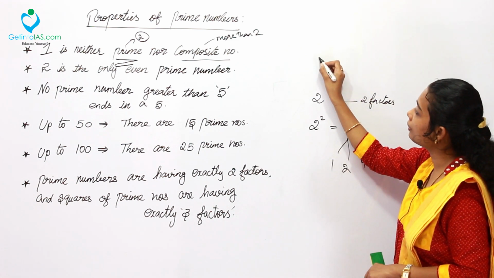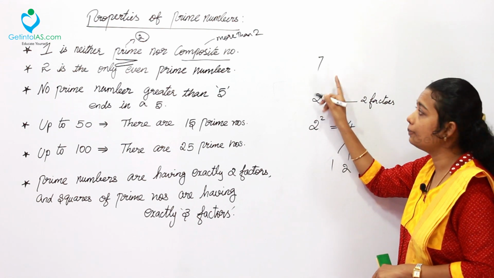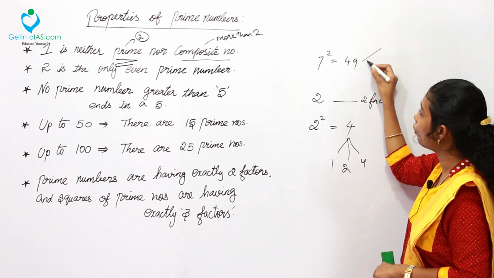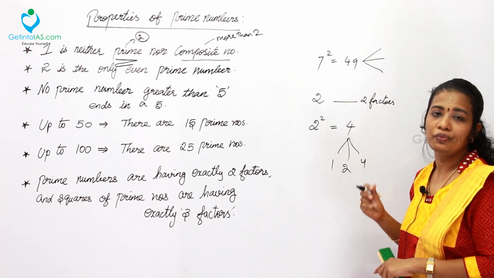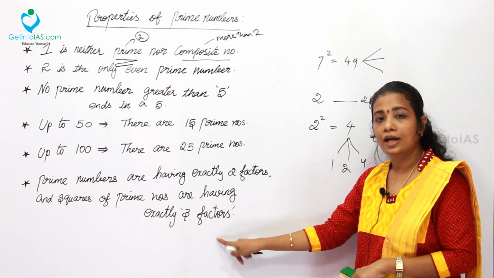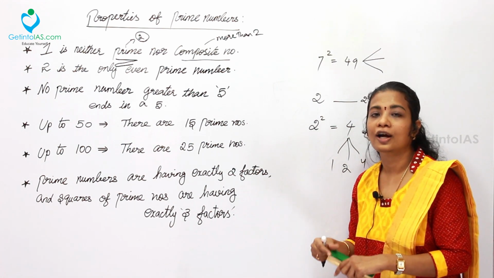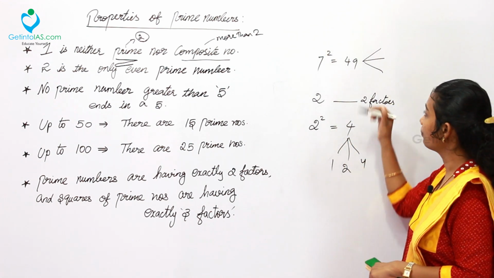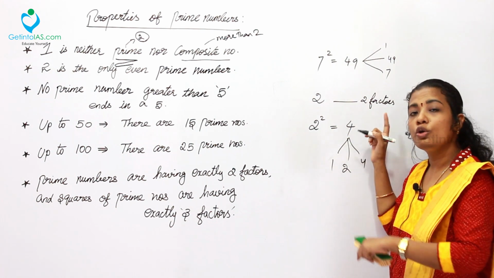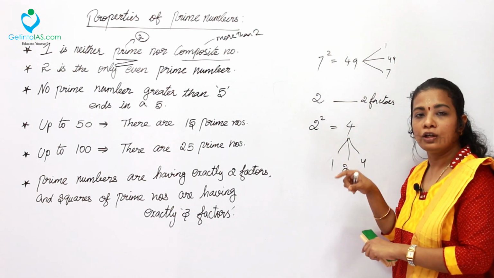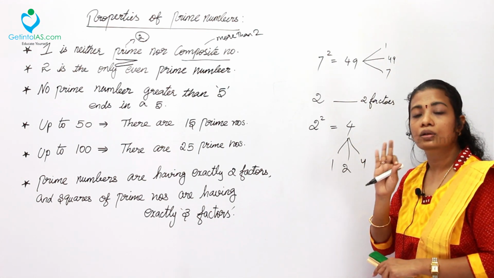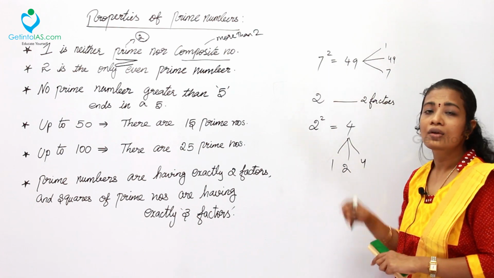Okay, let's take one more prime number, 7. 7 is a prime number. 7 squared is 49. How many factors does 49 have? Without calculation we can blindly say there will be 3 factors. Why? Because the last property says that the square of any prime number has exactly 3 factors. That is, 1 into 49 is 49, 7 into 7. Don't count the repeated number twice. So, how many times is 7 repeated? Only once. So, 1, 7 and 49 are the 3 exact factors of the square of 7.